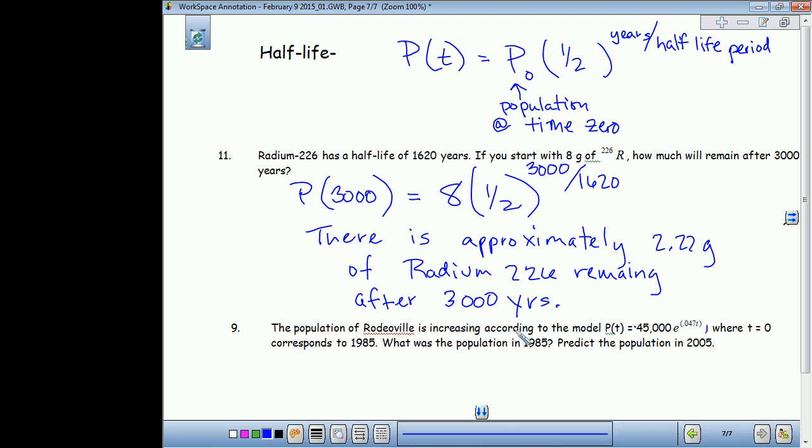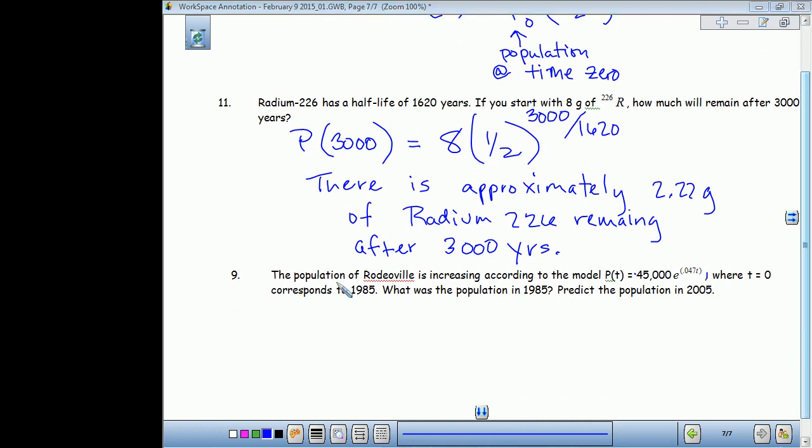Okay? Now let's just talk about this one. We have the population of Rodioville increasing according to this model. So, did you have to come up with a model? No, it's given to you. Now, this is in terms of e, and a lot of models are based in terms of e. We're going to look at a lot of them. But in this case, t of time 0 is going to represent the year 1985. That was a good year. So what was the population in 1985? 45,000. Yeah.